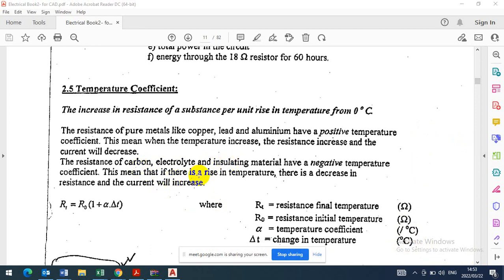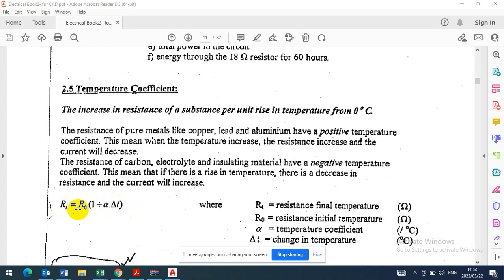This means that if there is a rise in temperature, there is a decrease in resistance, and the current will also increase. Yes, because once resistance has reduced, we know that current will increase. It's the opposite. Okay. And then there's an equation that you're supposed to know, which is this one. In this subject, they don't give you a formula sheet. So you need to know formulas like Ohm's law, power, energy, and this one, by heart. Also the resistivity formula, you must know it by heart. The examiner doesn't give a formula sheet.